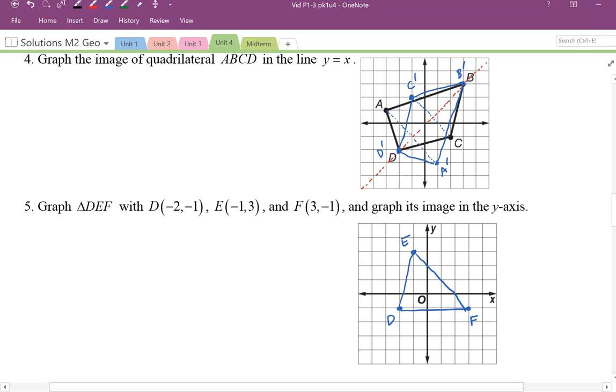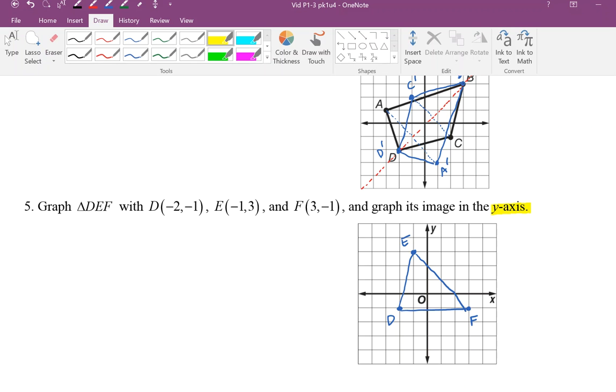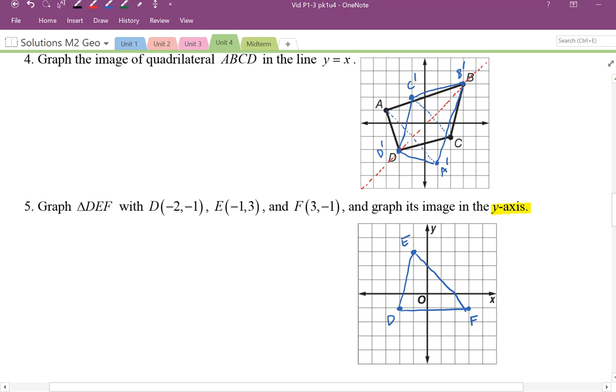Now I'm reflecting this one over the y-axis, so this is different from all the other graphs that we've done so far. We will take each of these points and flip them to the opposite side of the y-axis. So point E is 1 space to the left of the y-axis. It's going to flip over to the right side of the y-axis, and that's E apostrophe. Point D, which is right now 2 spaces to the left of the y-axis, flips over to become a new point that's 2 spaces to the right of the y-axis.